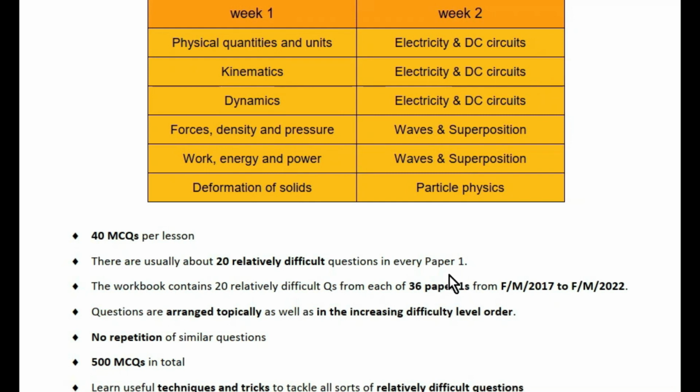So what I did is that I first handpicked about 20 relatively difficult questions from each of 36 paper 1s from February-March 2017 to February-March 2022. And then I arranged them topically as well as in the increasing difficulty level order. And when I was doing that, I kept removing similar questions to avoid unnecessary repetition.